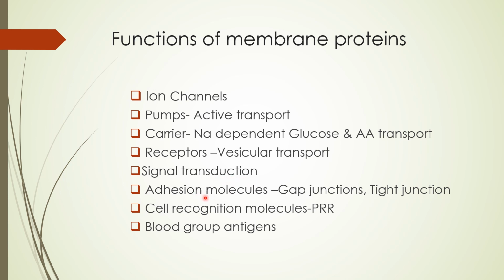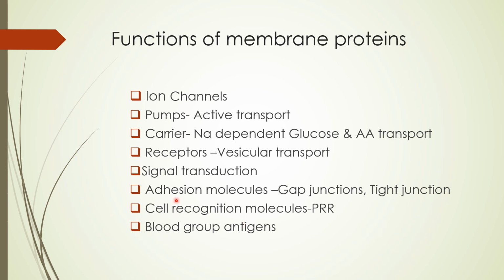They can also act as adhesion molecules. What does that mean? Sometimes a cell needs to do some functions, and it will have to attach to foreign or surrounding cells, and for that attachment it needs adhesion molecules. Gap junctions are examples of that, and tight junctions are also examples. For example, the epithelium in the GIT, with the help of tight junctions, acts as a barrier in the GIT, right?